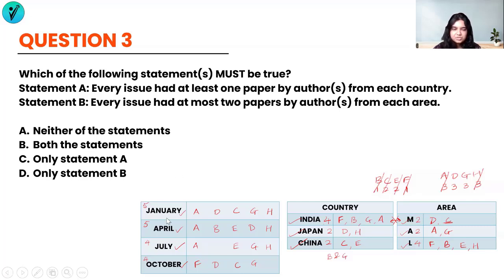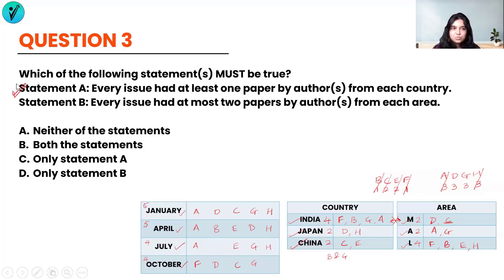Let's try and check. January has A, that is from India, D from Japan, C from China. Yes. So January has authors from each country. Let's go to April. April has A again, that's India. B is also India, E is China, and D is Japan. So April is also true. July has A, E, G, H. All of them belong to different countries, so we have all the 3 countries here. October is F, D, C. So all the countries here as well. So statement A is definitely true.